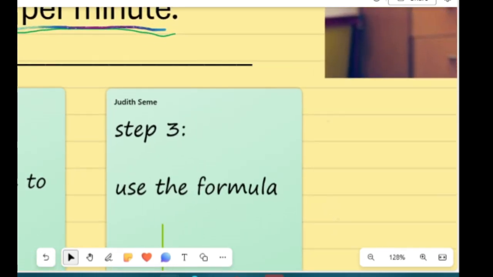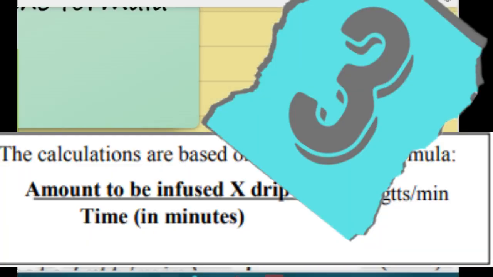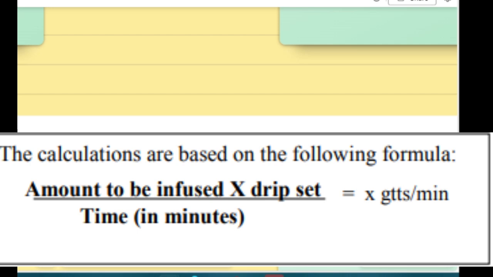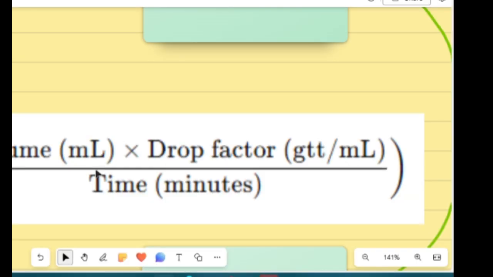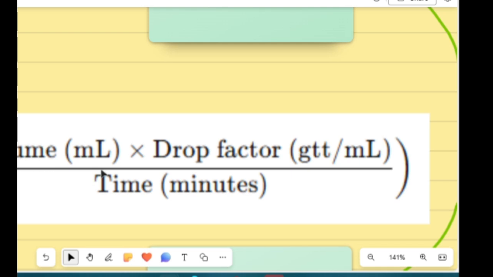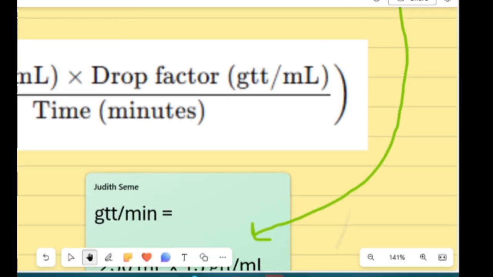So now step 3, we are going to use the formula, which is flow rate in drops per minute, which equals volume, which is in milliliters, times drip factor, which is GTT per milliliter, divided by time in minutes. It's typically given in milliliters. Now, if your volume is not given in milliliters and it's given in liters instead, you would have to convert your liters to milliliters. Let's say it said instead of 500 milliliters, it said 0.5 liters. You would convert that 0.5 liters to 500 milliliters. Once you've done that, you plug in your values.